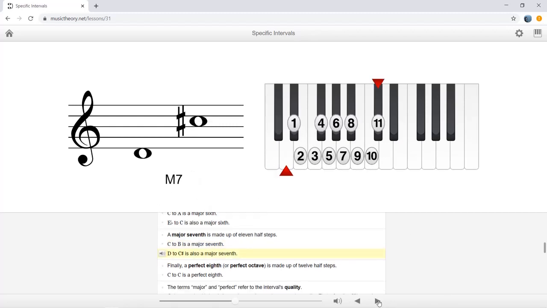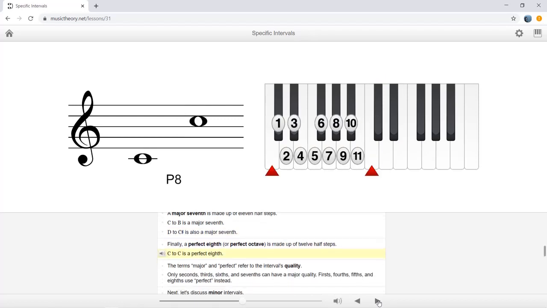Here's another major seventh, same process. And you have an octave, which is 12 half steps. So when you go from one note to the exact same note, an octave up, that's 12 half steps. So we know an eighth, 1, 2, 3, 4, 5, 6, 7, 8. And then we count 12 half steps, and that is an octave.